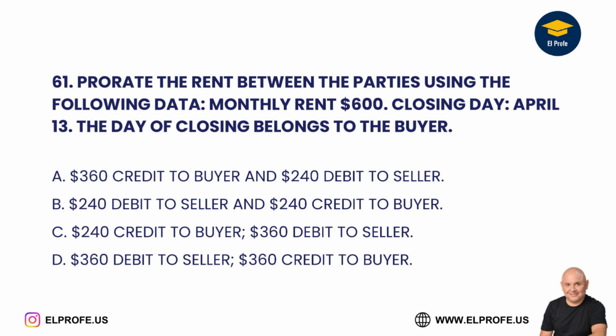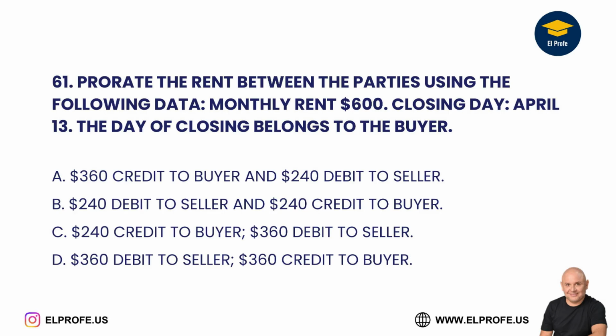61. Now let's move on to rent proration, which is the final proration in this chapter. We are prorating the rent between the parties using the following data. Monthly rent is $600. Closing day is April 13th. The closing day belongs to the buyer. Let's do our proration here.